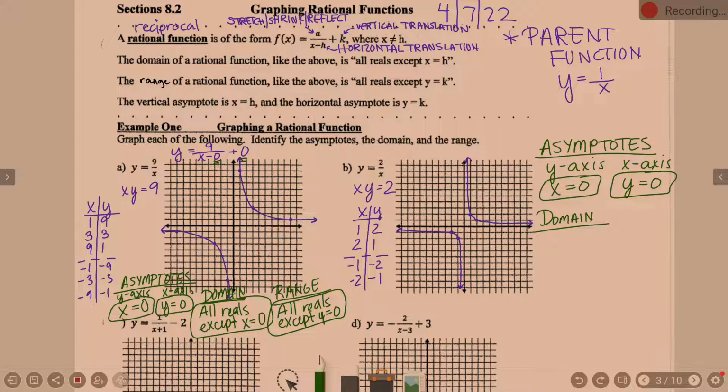Domain. All reals except, yeah, what's the one x value we're not touching? That 0 right there. Okay, it's always going to be all reals except this asymptote. So all reals except x equals 0.